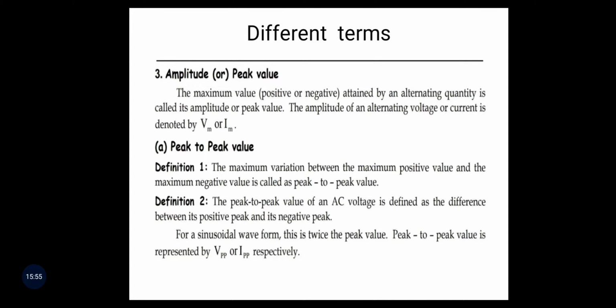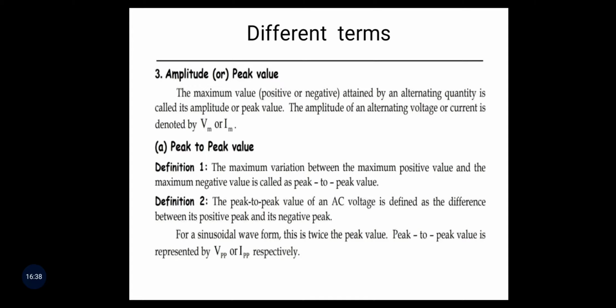Next, amplitude and peak value. What is meant by amplitude and peak value? The maximum value, positive or negative, attained by an alternating quantity is called amplitude or peak value. The amplitude of an alternating voltage or current is denoted by Vm or Im, that means Vmax or Imax.